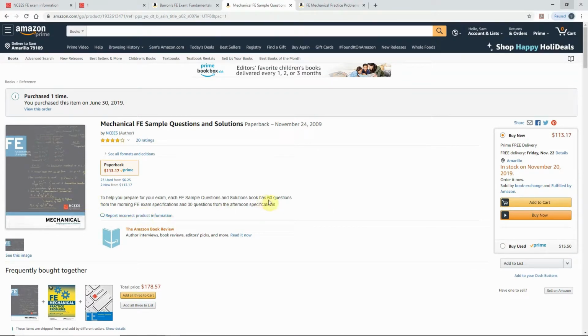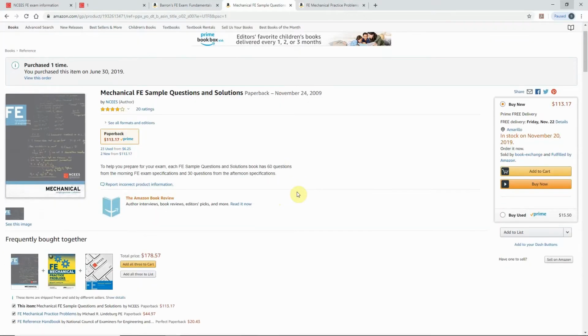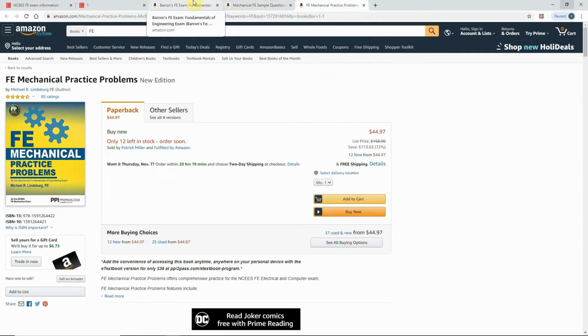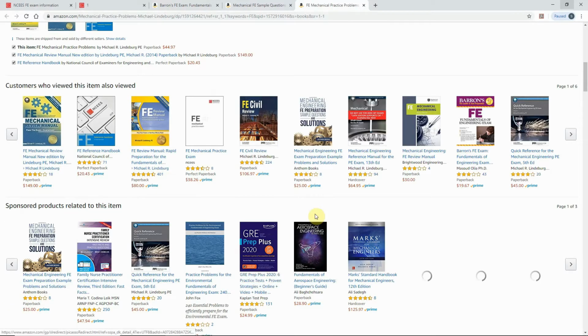You'll notice this book only has 60 questions. It's more of a booklet than a book. I mean, it's really short. I did end up going through all the questions in this book, and I think this was probably one of the best resources that I had. I think that's it for what I used to review for this exam.